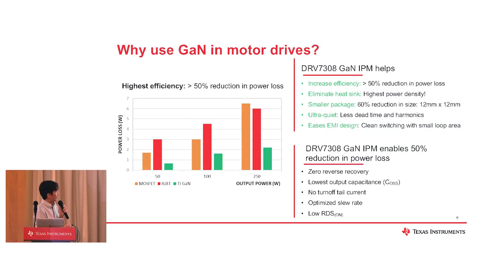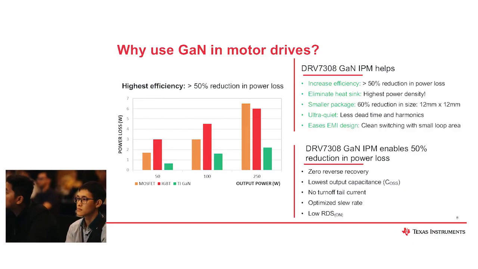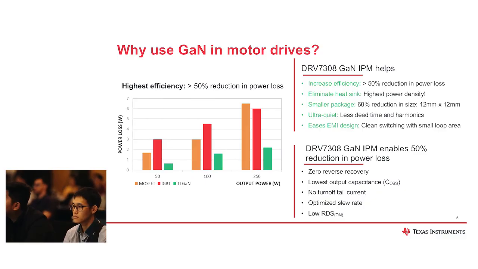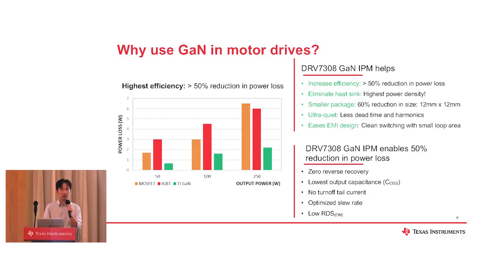And with the DRV7308 GaN, you can increase the efficiency like I just mentioned. Also, because of the high efficiency, you don't need the heatsink because it runs cool. Because you don't need the heatsink, you don't need to pay for it. That reduces your system cost, and the size of the design is also smaller and lighter.